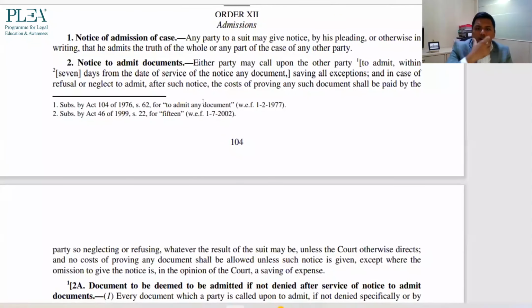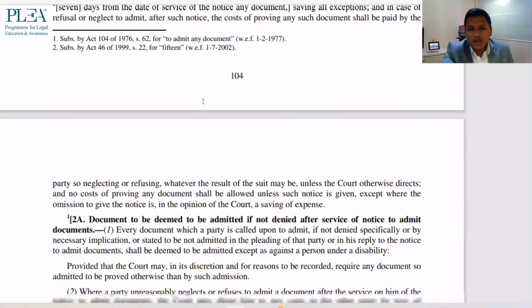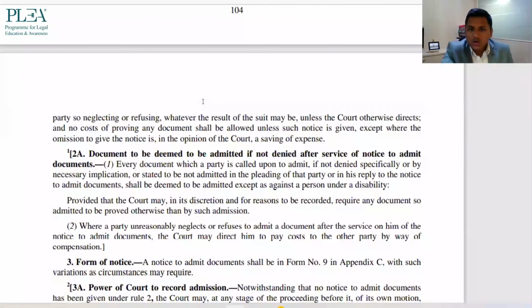The second rule again, notice to admit documents. Look at it, it says either party may call upon the other party to admit within 7 days. 7 days is the stipulated time from the date of service of the notice any document, saving all exceptions, and in case of refusal or neglect to admit after such notice, the costs of proving any such document shall be paid by parties so neglecting or refusing, whatever the result of the suit may be, unless the court otherwise directs, and no costs of proving any document shall be allowed unless such notice is given, except where the omission to give the notice is, in the opinion of the court, a saving of expense.